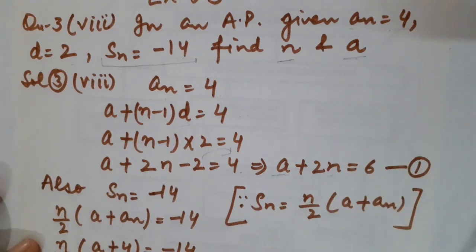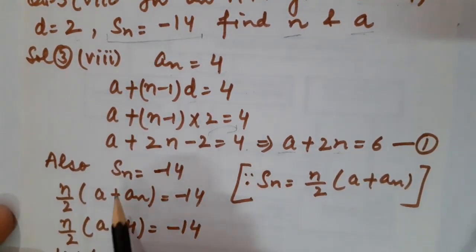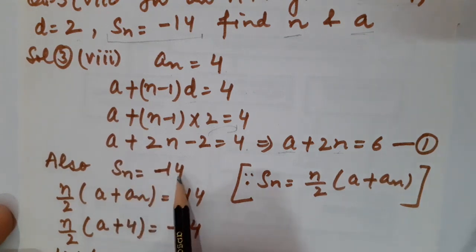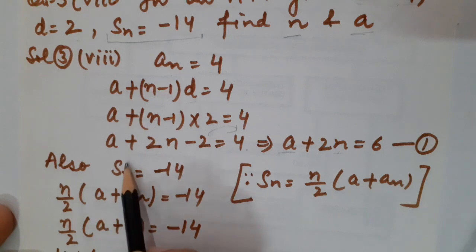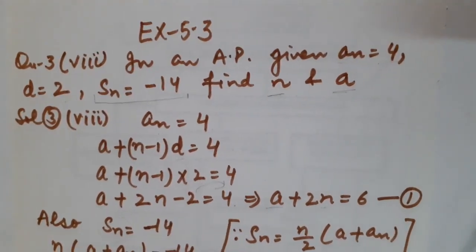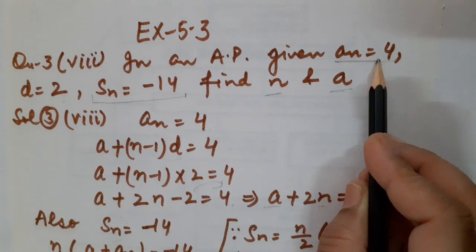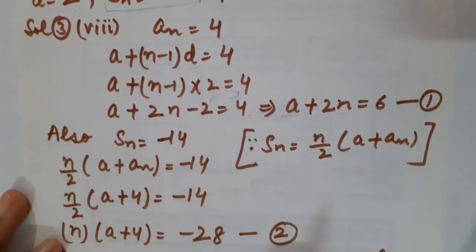Correct, student? Now let us switch to the next point which has been given in the question, that is Sn is equal to minus 14. This has been given. Correct? So we know the formula of Sn. We know basically two formulae, but which formula will suit here? We will be having the nth term of AP given. So definitely I will have to apply formula number 2.